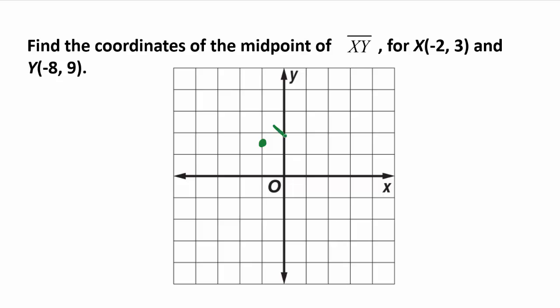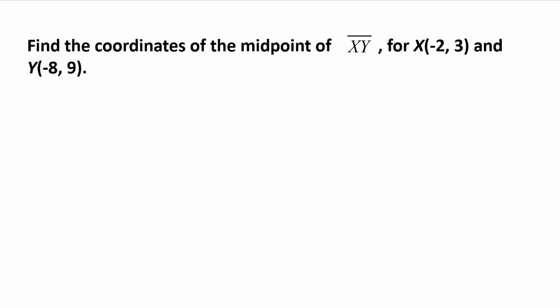Call that guy X. And then Y is going to be at -8, 9. So -2, 4, 6, 8. 9 would be there. That's our Y. Let's draw a line connecting the two. That's our line segment. We need to find the midpoint of that line segment XY. Again, let's start by labeling our points.